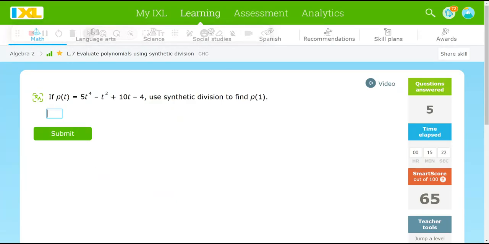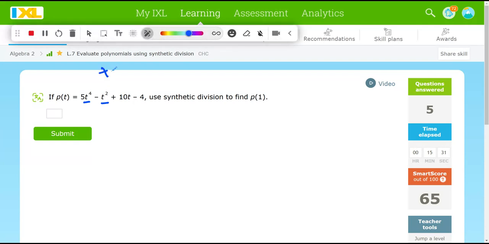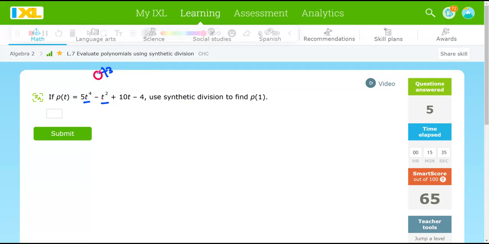Over here, you can see the missing term. Okay, take a look over here. This is t to the 4. This is t squared. So you don't have t to the third. Okay, t to the third is not there. So the coefficient of the t to the third has to be 0. Okay, right there. So now I draw this line. You want to find p of 1. So number 1 right here. I write number 1 right here.